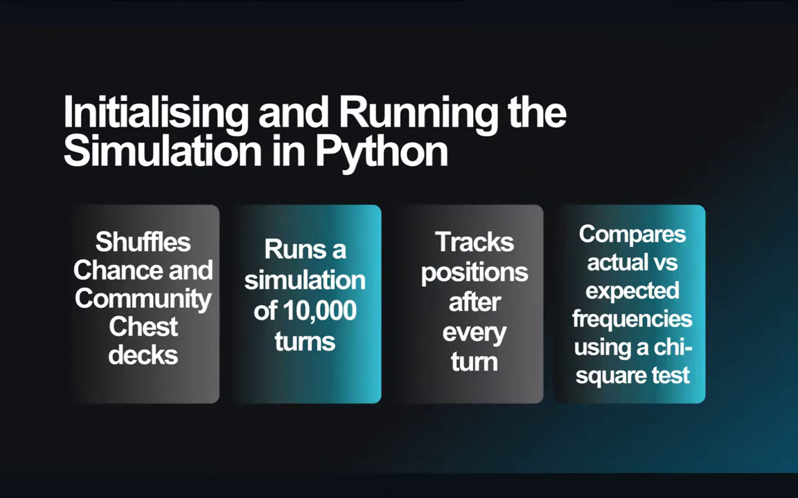So running the simulation starts with the main function. The main function controls everything. It starts by setting up the Chance and Community Chest decks and shuffling them. Then it runs the simulation by calling a sample function that plays out 10,000 turns. Finally, it calculates how often each square was landed on, compares it to expected values, and performs a chi-square test to check if the variation is significant.